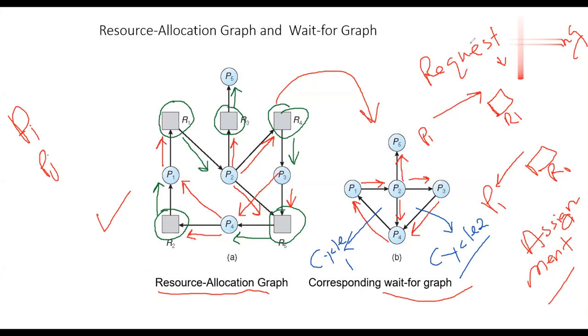Yeah, Ahmad Shakur, according to you, why are the processes waiting?